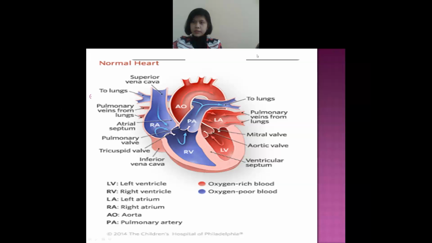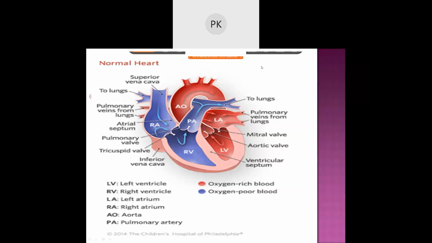and blood enters, and it comes from pulmonary veins from lungs. Okay, now it will turn into what kind of blood? Oxygenated blood. And then it comes to left atrium, and through mitral valve it goes to left ventricle, and from aortic valve it goes to aorta, and then blood.